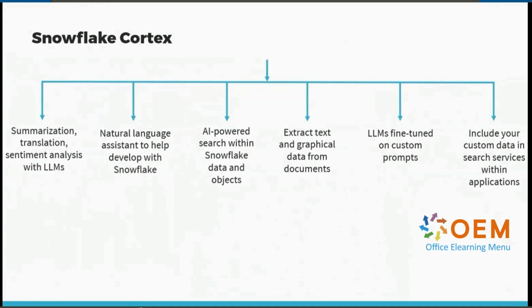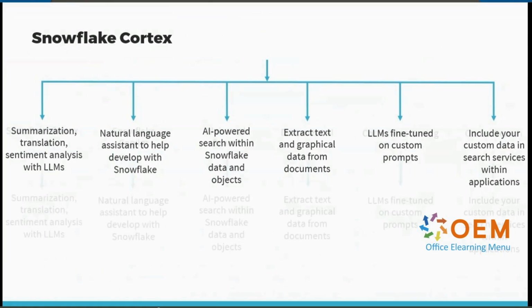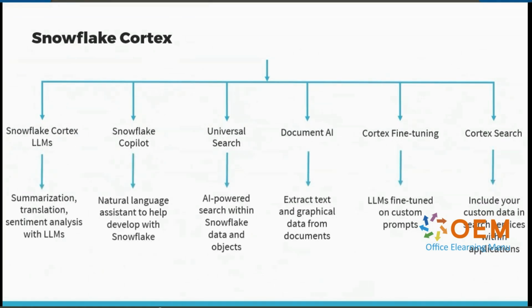As we move from left to right, notice how the use cases are getting more novel and more unique to Snowflake. In any case, the fifth category involves the use of LLMs that can be fine tuned to work on custom prompts. And the final category is again related to search, but this one is a lot more interesting. This is a way for you to build your own internal search in your Snowflake apps using your own custom data.